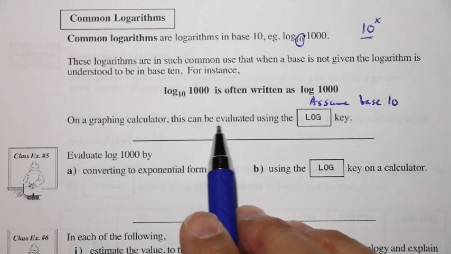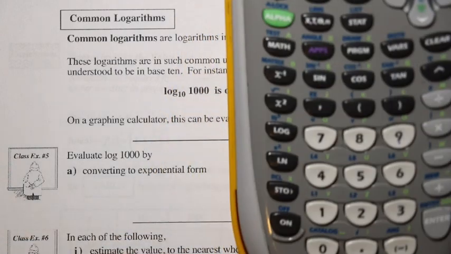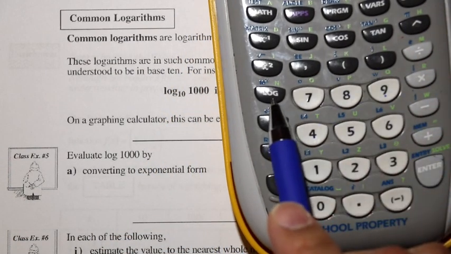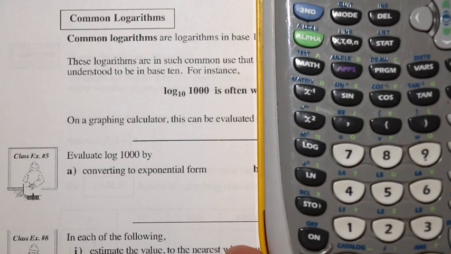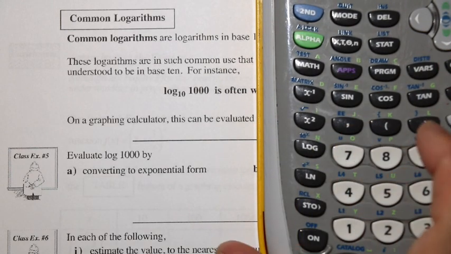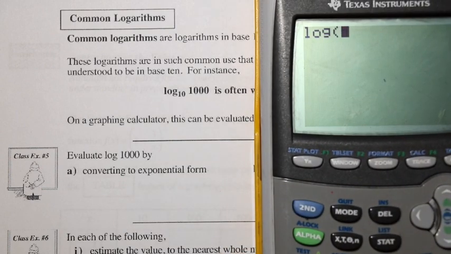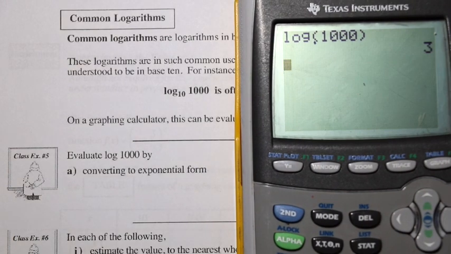On a graphing calculator, this can be evaluated using the log key. So I'll show you where that is. The log key is right here. There's the log key. And when you press on it, you'd find it looks like that. So if we said log of 1,000, remember that it doesn't show log base there, and it's equal to 3, which is what we expect.